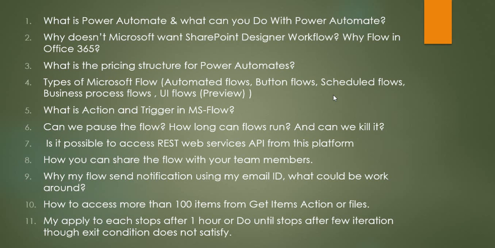The fourth question is types of Microsoft flows. What are the various types of flows we can create under Power Automate? First is the automated flow. As the name suggests, it will trigger automatically based on some event which happened within the M365 suite. For example, if you are creating a SharePoint item, uploading a file, posting a message in MS Teams, or receiving an email from a specific email address.